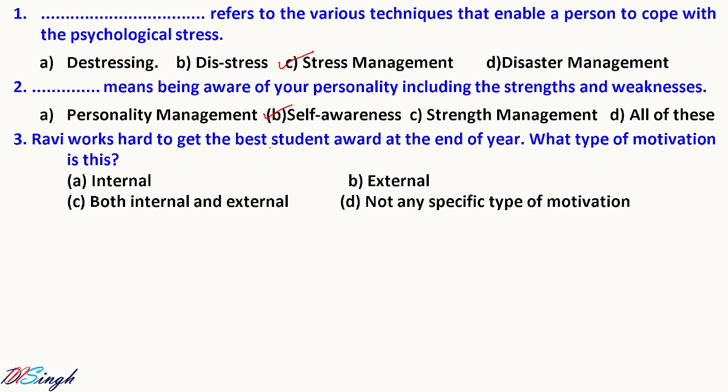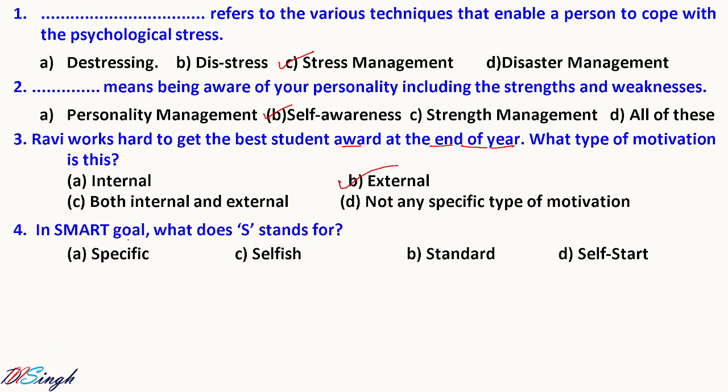So that is called what? External motivation. As you can see in this question, best student award at the end of the year. So this line says that he or she is going to get, Ravi is going to get a award, best student award. Okay, so this is a external motivation. The correct answer is what? External motivation. Let us go for the fourth question.